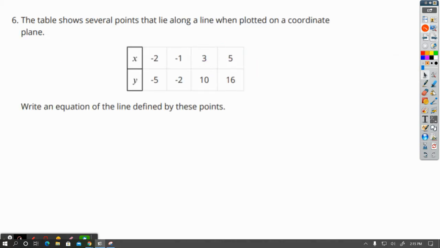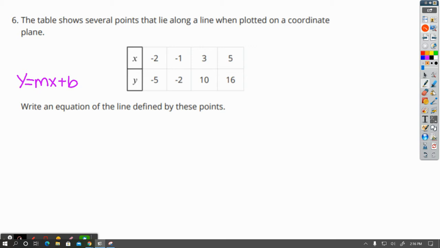All right, so now we have a table with several points that tells you it's on a line, so you know it's a straight line. It wants you to write the equation of the line defined by these points. So for you to do this, you need to remember that you need an equation in y equals mx plus b. So you need to find out what your slope and your y-intercept are.